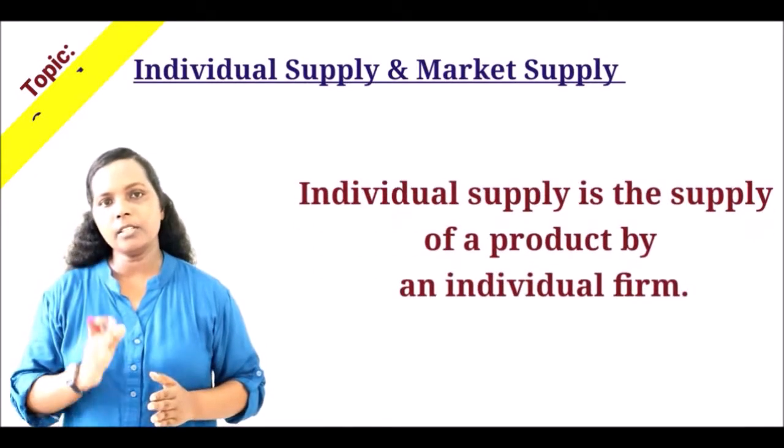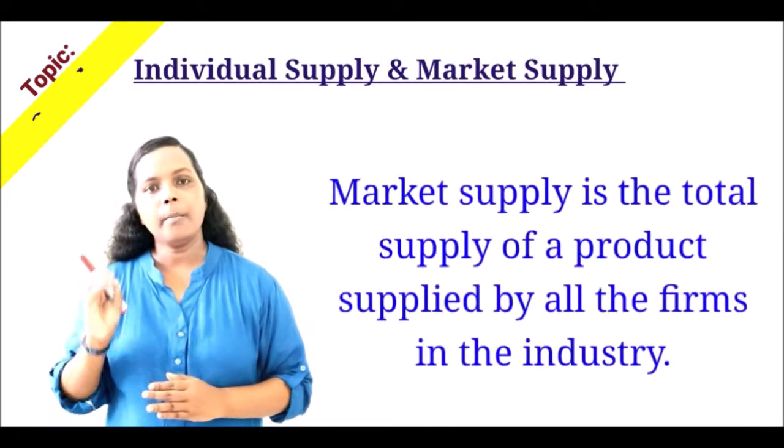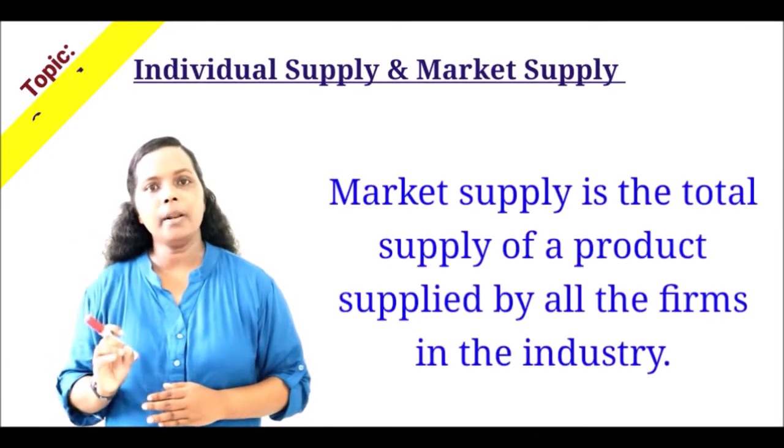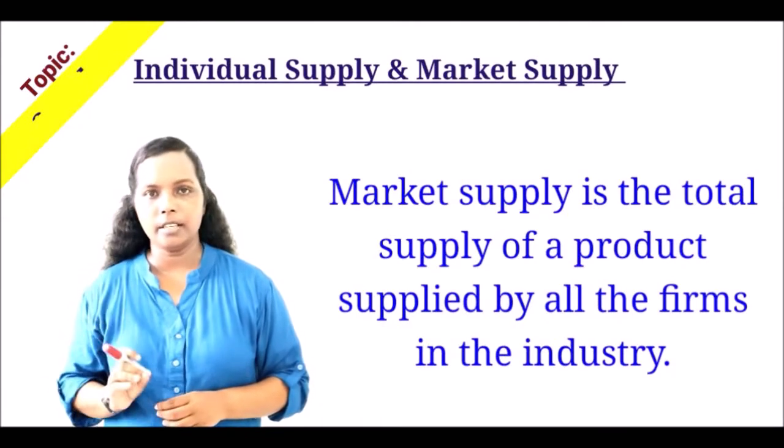Individual supply is the supply of an individual firm in a market, whereas the market supply is the total supply of goods and services in a market by all the firms in an industry.